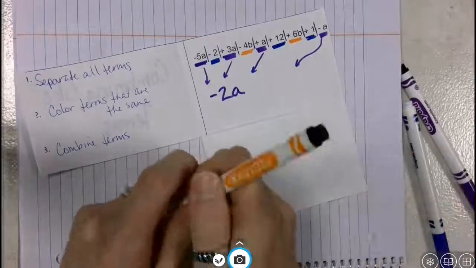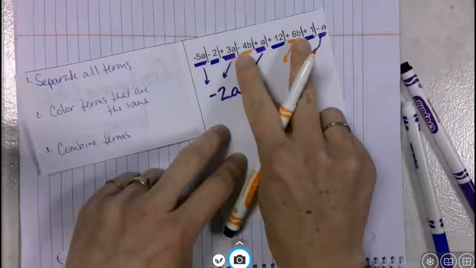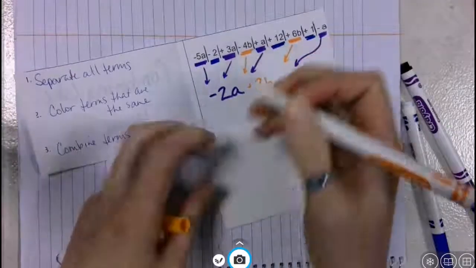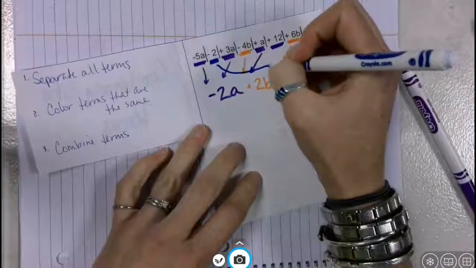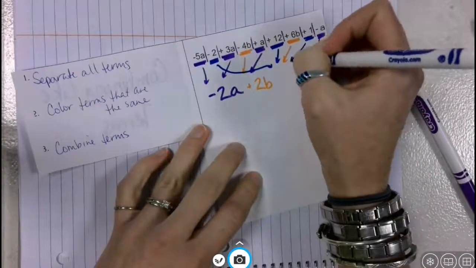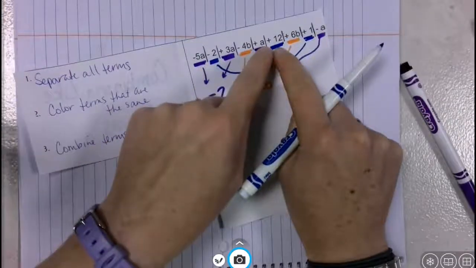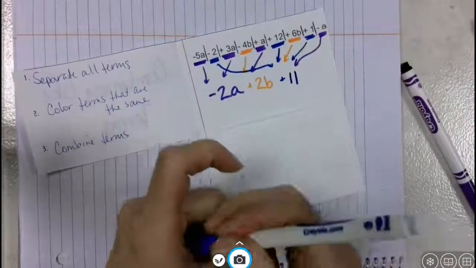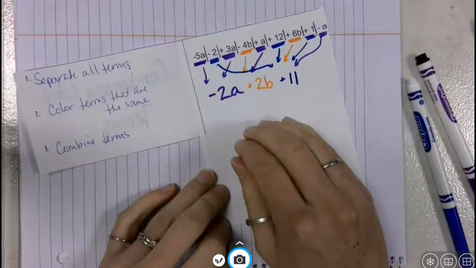So now I'm going to go to my orange and look at my B's. I see I only have 2, so I have a -4 plus 6, which would give me plus 2B. And now my blue, all of these are called constants because they don't have a variable. So I have -2 plus 12, which gets me to a positive 10, plus 1 more, which gives me plus 11. So I've combined all of the terms with their similar things.